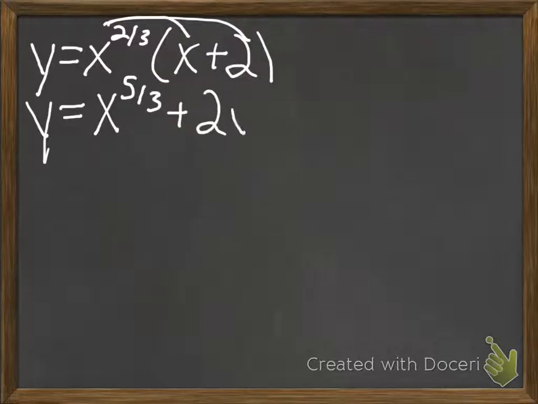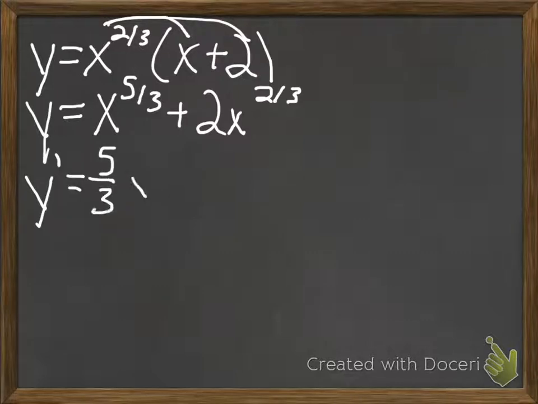in the parentheses has an exponent of 1. So when you multiply x's, you add the exponents together. So it'll be x to the 2/3 times x to the 3/3, which turns out to be x to the 5/3. Then the x to the 2/3 times 2 should be pretty easy, plus 2x to the 2/3. So that's just your normal equation.